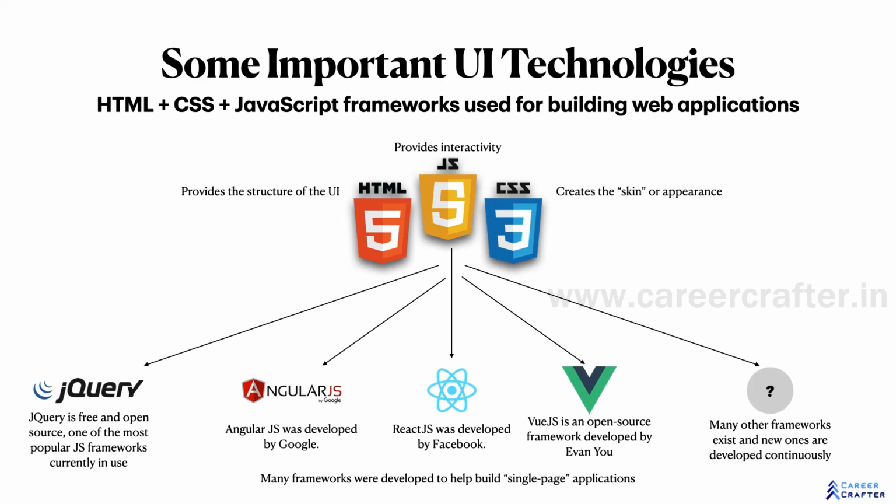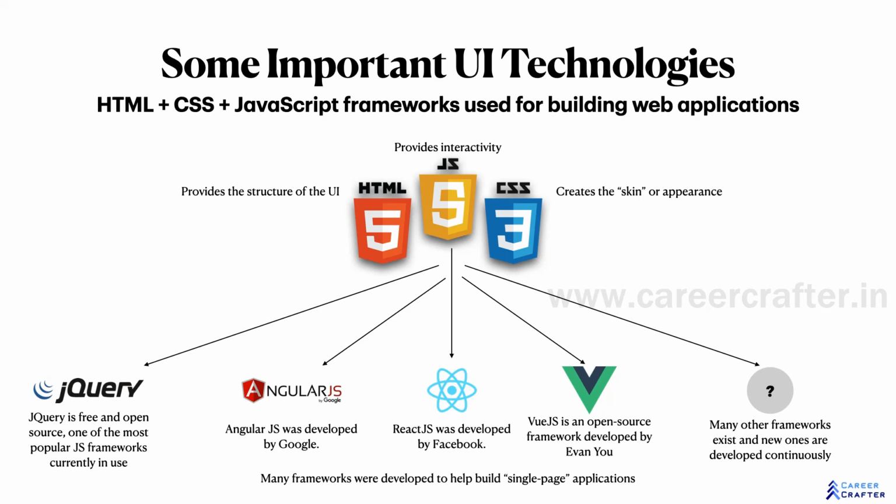Here are some of the more important UI technologies. HTML and CSS is a constant in web development on the UI side, but the JavaScript frameworks used for building applications can change. We can see some examples here.